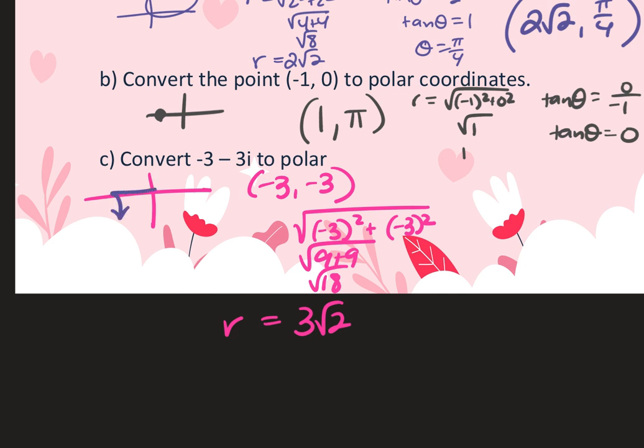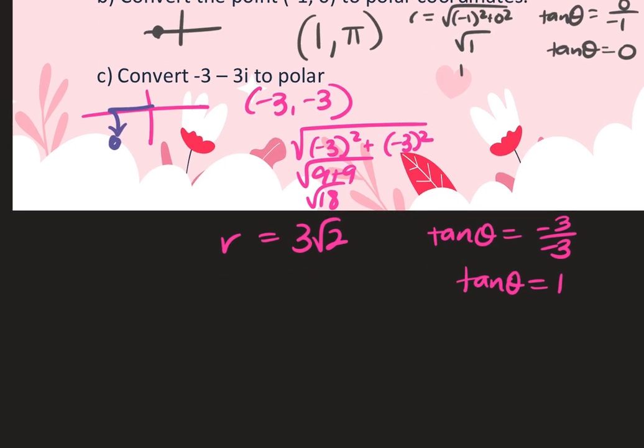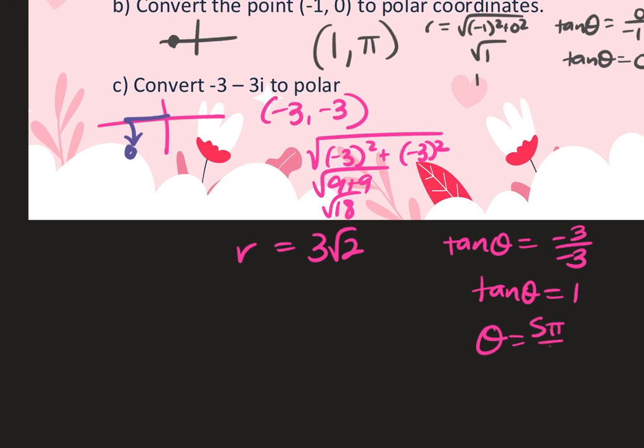-3 is back and left, or left and down, sorry, which means it's in the third quadrant. And then tan of theta is -3 over -3. Tan of theta is 1 in the third quadrant at what angle? 5 pi over 4. So 3 root 2, comma, 5 pi over 4. Questions? Overall, not terrible, right? Okay.